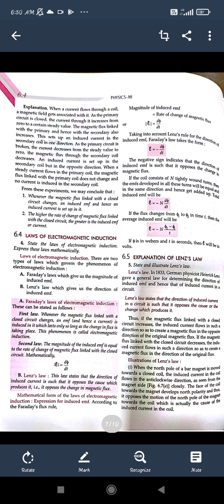If we change the area of the coil A, then it can also change, and so can the orientation, that is the angle between the horizontal component of the magnetic field and the area. If the orientation changes, then the flux lines of that magnetic flux will also change. So this is Lenz's law, Faraday's law, and electromagnetic induction.